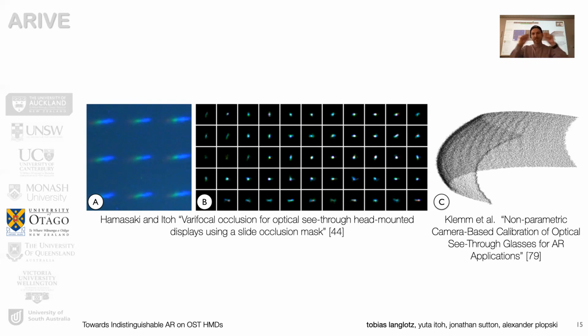That's what you see in the center. So these are multiple white pixels distributed over the head-mounted display. And you see that they distort in different ways. And this is because of the imprecision of the optics. And what this also leads to is what we see on the right-hand side.